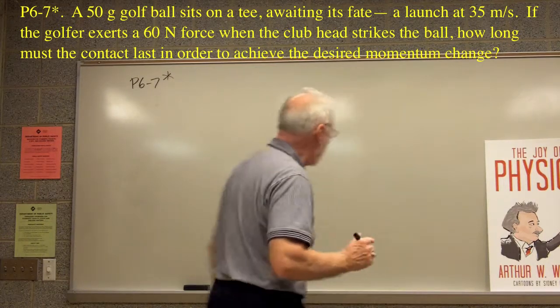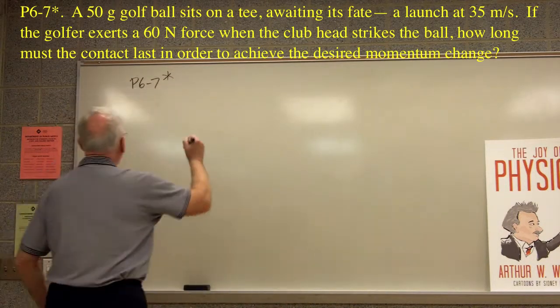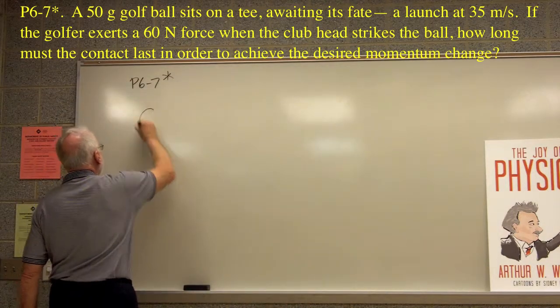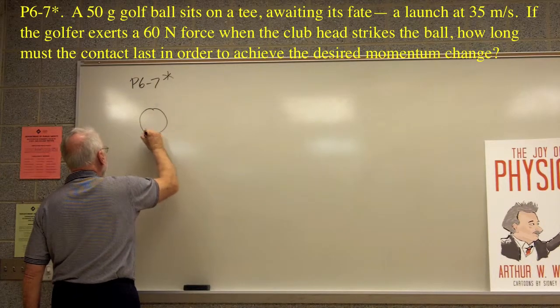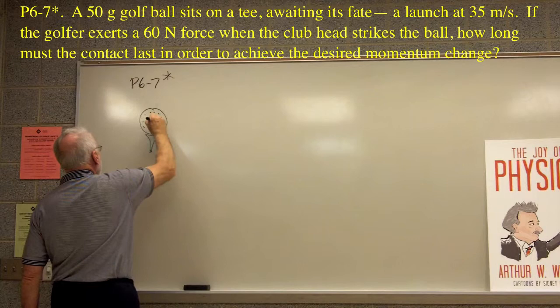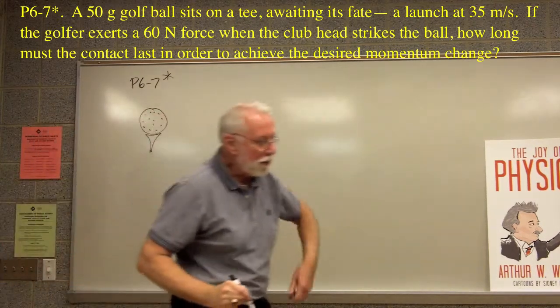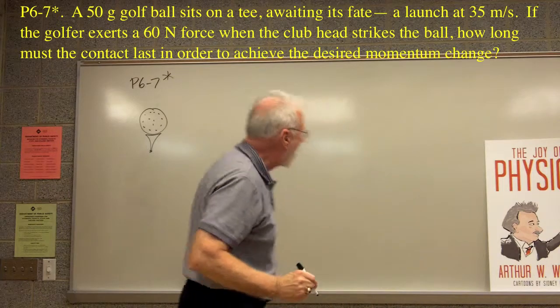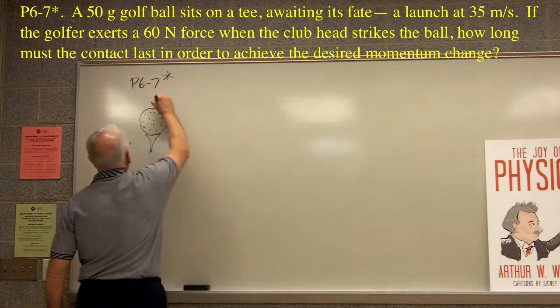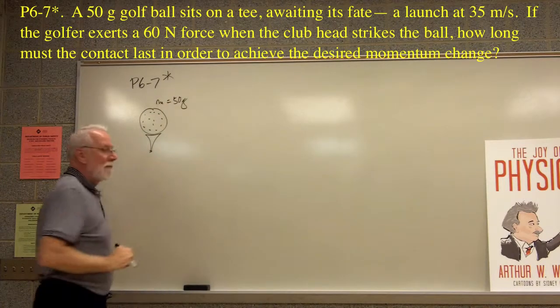Golfer exerts a force. So here we have a golf ball sitting on a tee. Here's the golf ball. There's a tee underneath, like so. Golf ball has all kinds of dimples to it, like that. And under condition number one, it's just sitting there doing nothing. It says it has 50 grams worth of mass. M is 50 grams. Good.